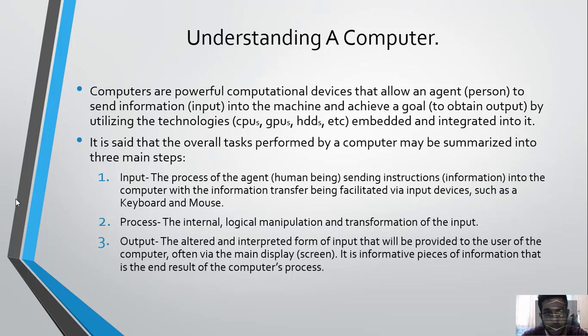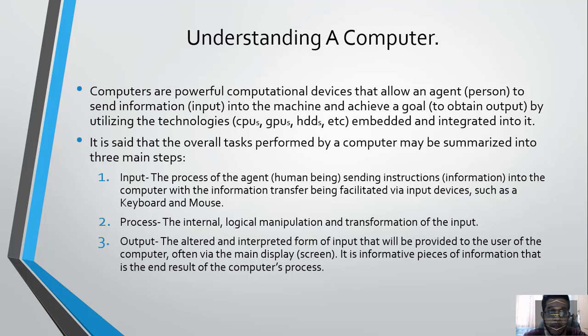Number one, input. The process of the agent, a human being, sending instructions, information into the computer, with the information transfer being facilitated via input devices such as a keyboard and mouse. Number two, process. The internal logical manipulation and transformation of the input.